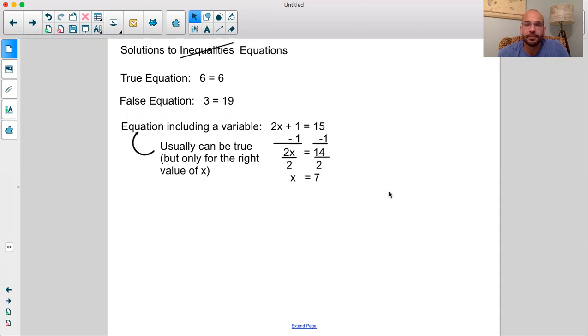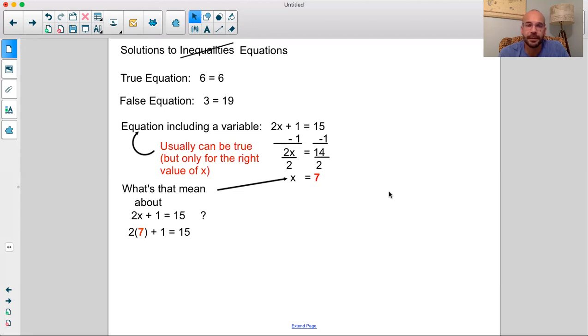All that work is to point out what about the equation. When you do that work to 2x plus 1 equals 15 and you get it down to x equals 7, what does that mean about the equation 2x plus 1 equals 15? Well, if we know that it can usually be true, but only for the right value of x, I think that statement is telling you very clearly 7 is the right value of x. And we really haven't taken enough time to go back and show that.